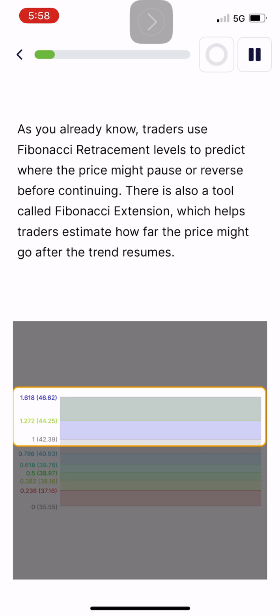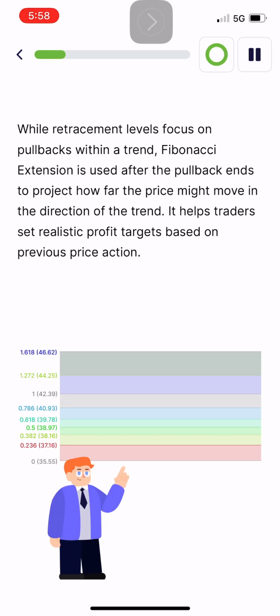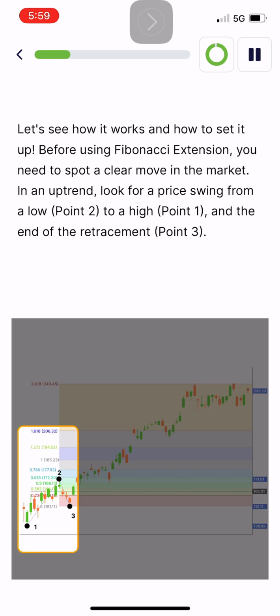As you already know, traders use Fibonacci retracement levels to predict where the price might pause or reverse before continuing. There is also a tool called Fibonacci extension, which helps traders estimate how far the price might go after the trend resumes. While retracement levels focus on pullbacks within a trend, Fibonacci extension is used after the pullback ends to project how far the price might move in the direction of the trend. It helps traders set realistic profit targets based on previous price action.